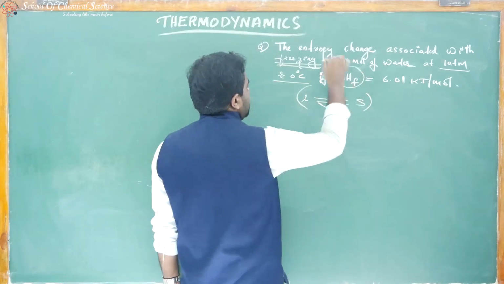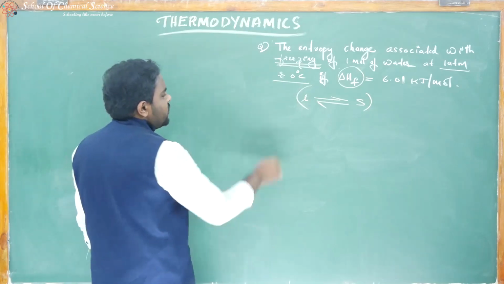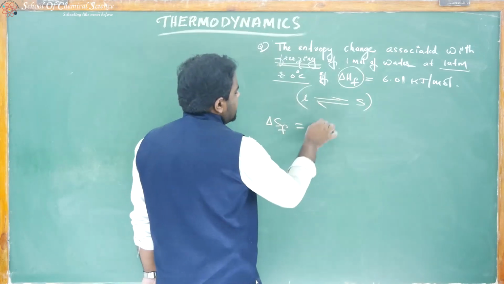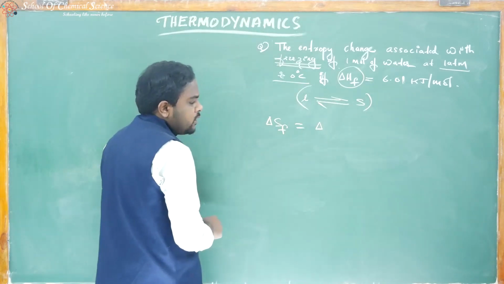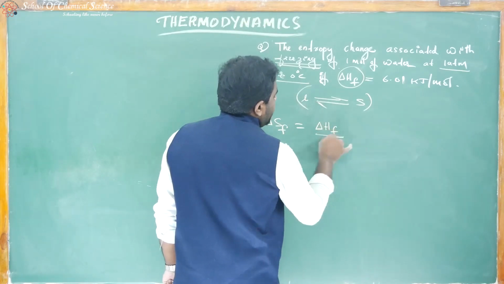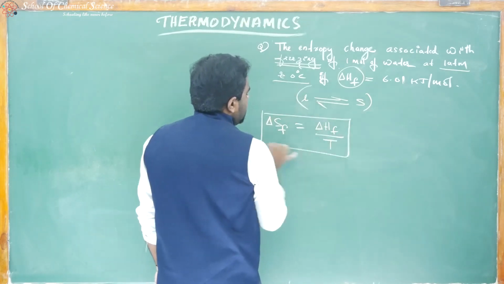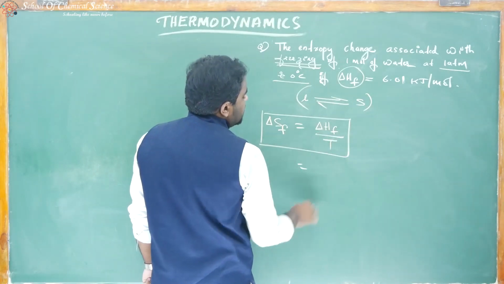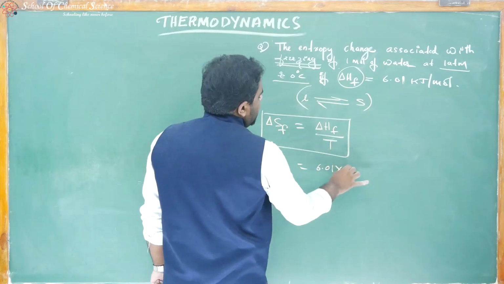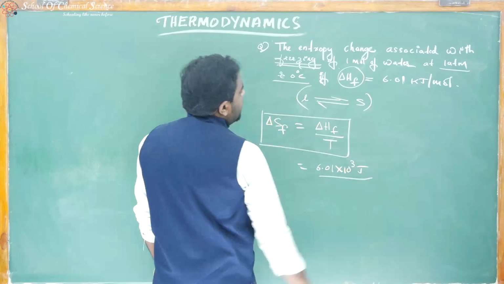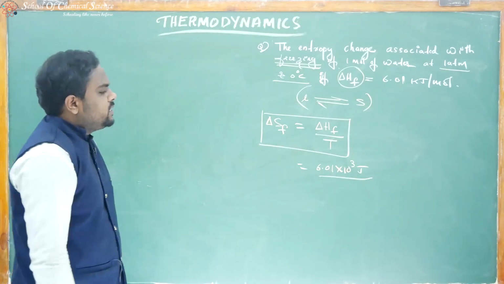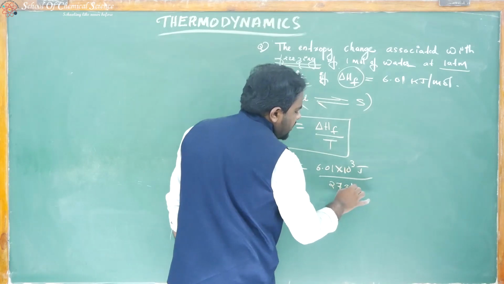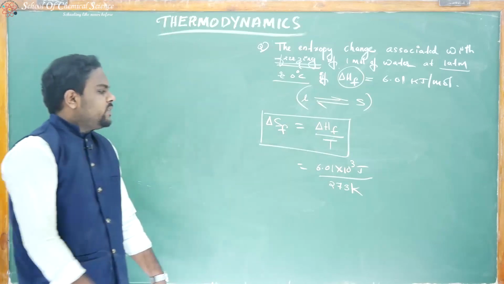Delta H fusion, the enthalpy of fusion, is given. You have to find the change in entropy of fusion, delta S F. Since it is a reversible process, the change in entropy of fusion is equal to the change in enthalpy of fusion divided by temperature. So delta H F is given, that is 6.01 kilojoule. So 6.01 into 10 raised to 3 joule per mole divided by the temperature. 0 degrees Celsius is equal to 273 Kelvin.